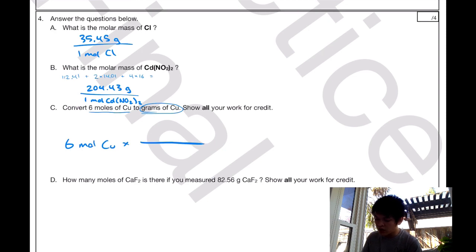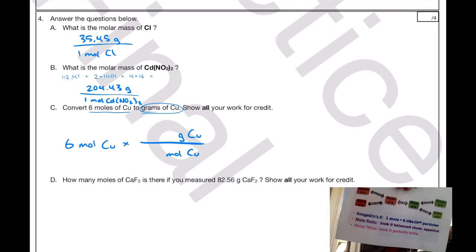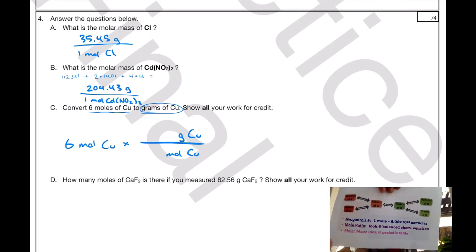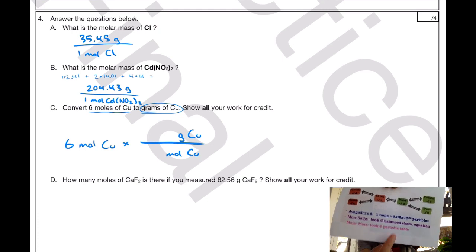The unit that goes on the bottom here is the unit that you always start off with, which is moles of copper. The unit that you write on the top is usually the unit that you're trying to convert to, which is grams of copper here. This looks familiar. It is a molar mass. When you have a molar mass, where do you look to get the numbers? If you don't remember, you can look at the reference sheet. When you have a molar mass, you look at the periodic table.